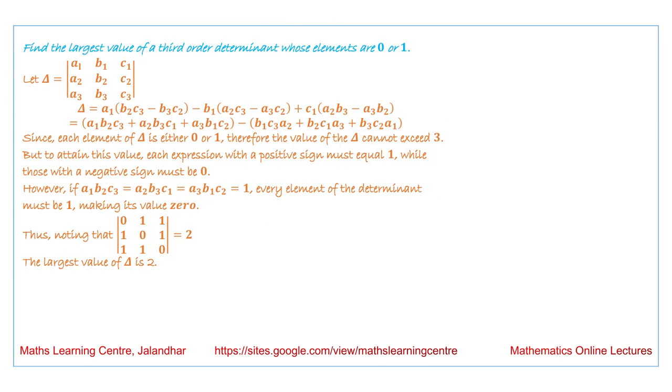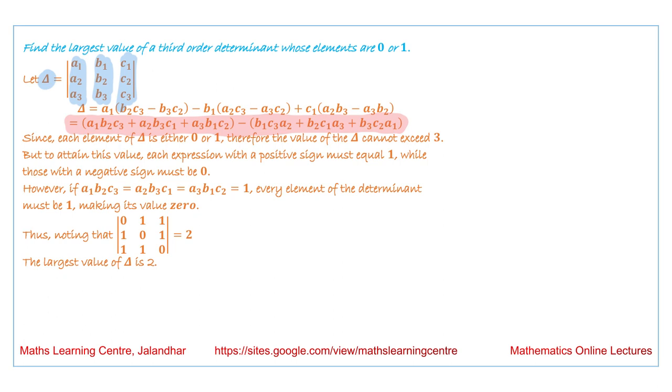Next we have: find the largest value of a third order determinant whose elements are 0 or 1. So if we write a third order determinant, say we represent it by delta, its elements are a1, a2, a3, b1, b2, b3 and c1, c2, c3. If we evaluate this determinant by expansion, we obtain that the value of the determinant comes out in this form. We have separated the terms with the positive sign and the terms with the negative signs. A and B can now be 0 or 1.